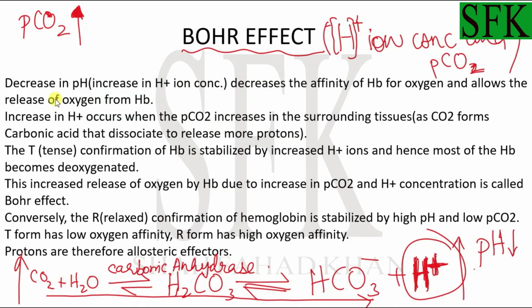First, let's go back to our initial slide of the Bohr effect. It tells us that a decrease in pH increases the H+ ion concentration, which decreases the affinity of hemoglobin for oxygen and allows the release of oxygen from the hemoglobin.